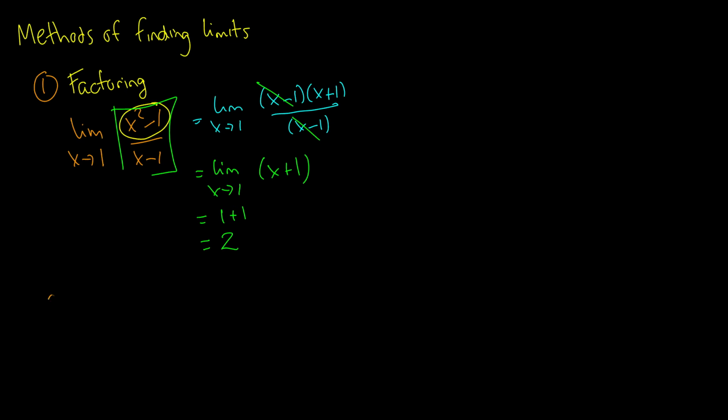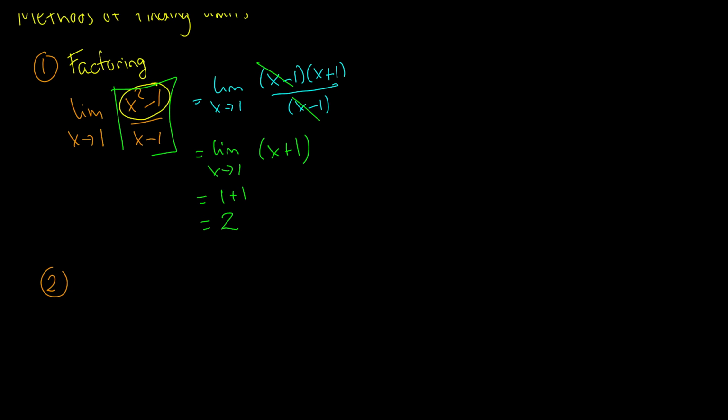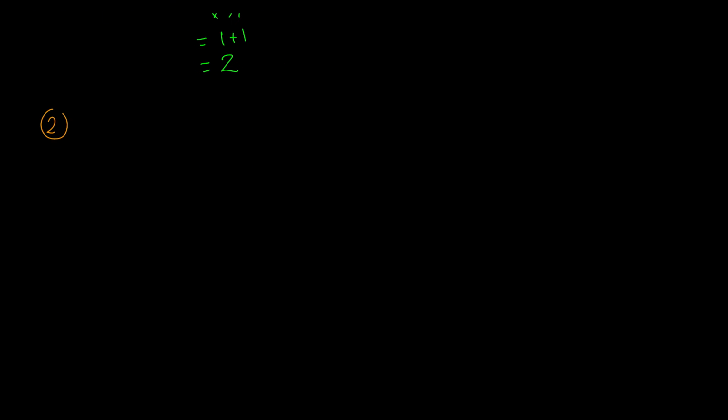Okay, question number 2. Again, we're going to go through these methods fairly quickly, and then I will pose a few practice problems that we can do together and see what's going on. Number 2: we're going to take the limit as h approaches 0. We're not going to use x. We're going to get you guys used to different variables. Remember, these are just letters. They're nothing to be afraid of. 3 plus h squared minus 9 over h.